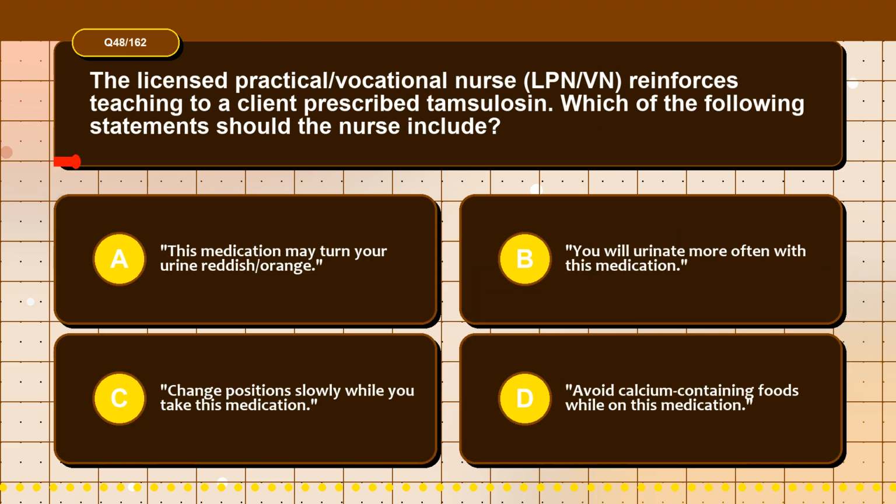Question 48. The licensed practical/vocational nurse LPN/VN reinforces teaching to a client prescribed tamsulosin. Which of the following statements should the nurse include? Here are the options. Option A. This medication may turn your urine reddish/orange. Option B. You will urinate more often with this medication. Option C. Change position slowly while you take this medication. Option D. Avoid calcium-containing foods while on this medication.